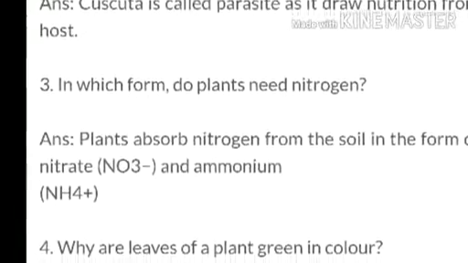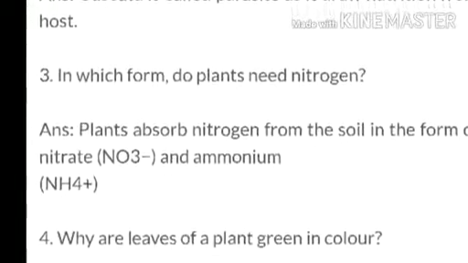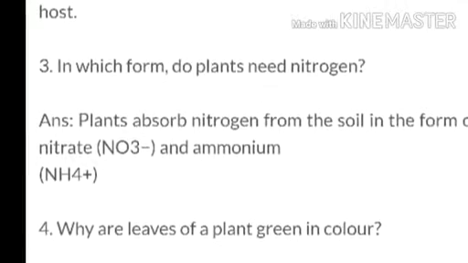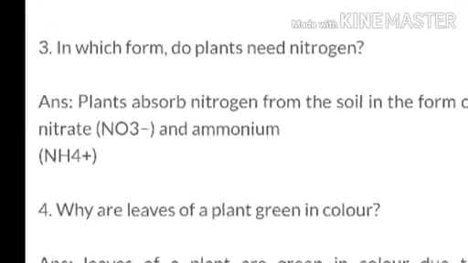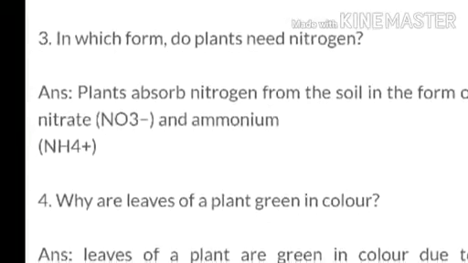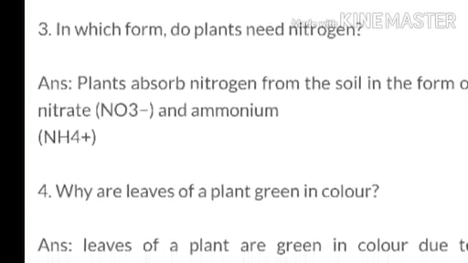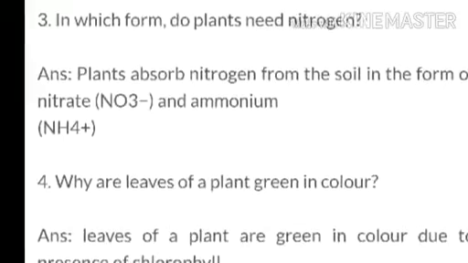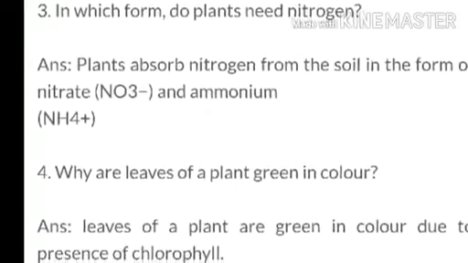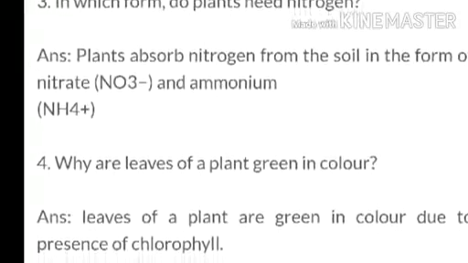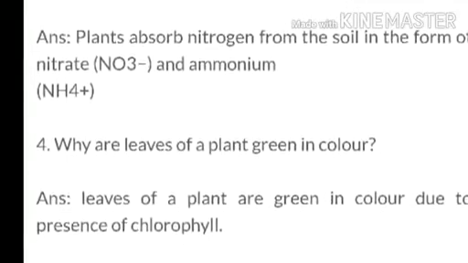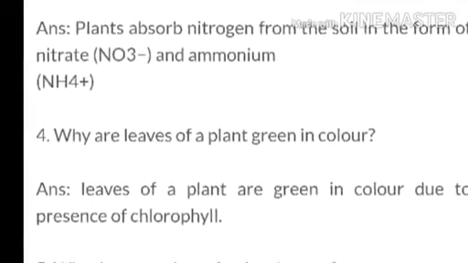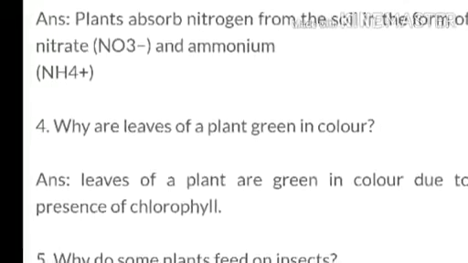Now fourth question, why are leaves of a plant green in color? We have discussed, so the answer is leaves of a plant are green in color due to the presence of chlorophyll, and we know chlorophyll is a green pigment, hence plants are green in color. Now fifth question, why do some plants feed on insects?